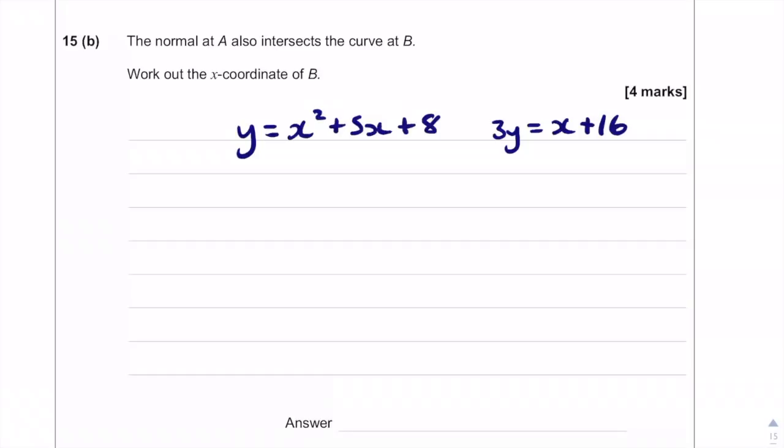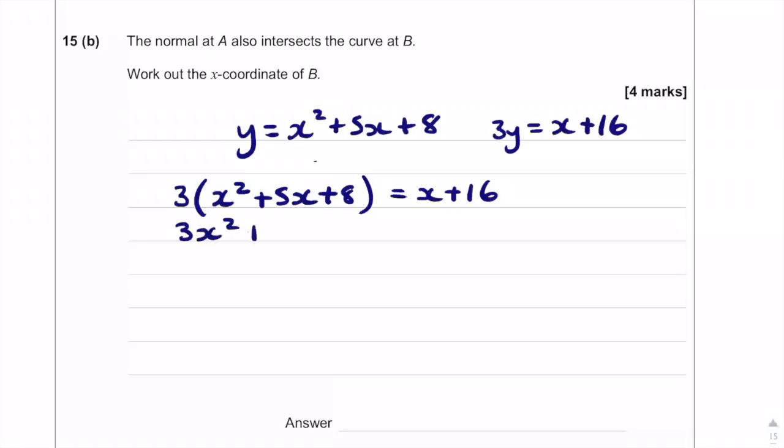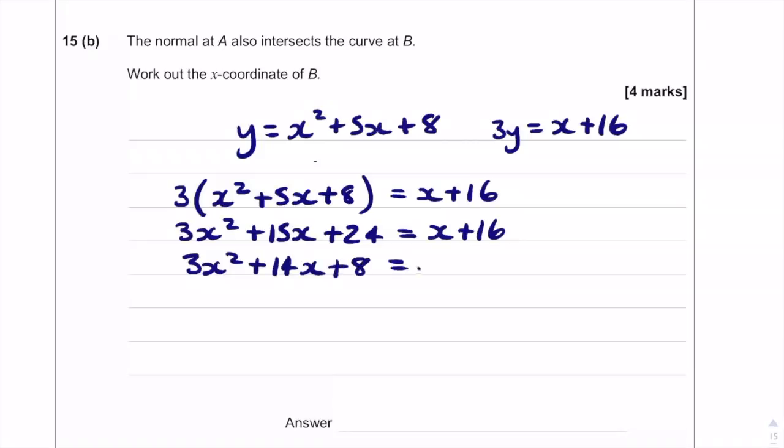Well, what we can do is substitute this quadratic function into our linear function. Where we've got 3y, we can replace the y with x squared plus 5x plus 8. So we get 3 all multiplied by x squared plus 5x plus 8, which is equal to x plus 16. Expand this bracket, we get 3x squared plus 15x plus 24 equals x plus 16. And then we take x from both sides, we get plus 14x, and minus 16 from both sides, we get 8 is equal to 0.